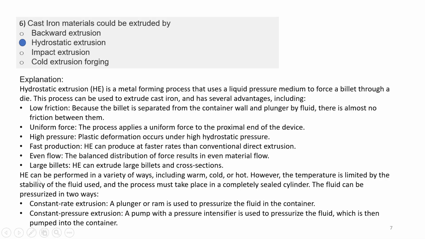Hydrostatic extrusion can be performed in a variety of ways, including warm, cold, and hot. However, the temperature is limited by the stability of the fluid used, and the process must take place in a completely sealed cylinder. The fluid can be pressurized in two ways: constant rate extrusion, in which a plunger or ram is used to pressurize the fluid in the container, and constant pressure extrusion, in which a pump with a pressure intensifier is used to pressurize the fluid, which is then pumped into the container.